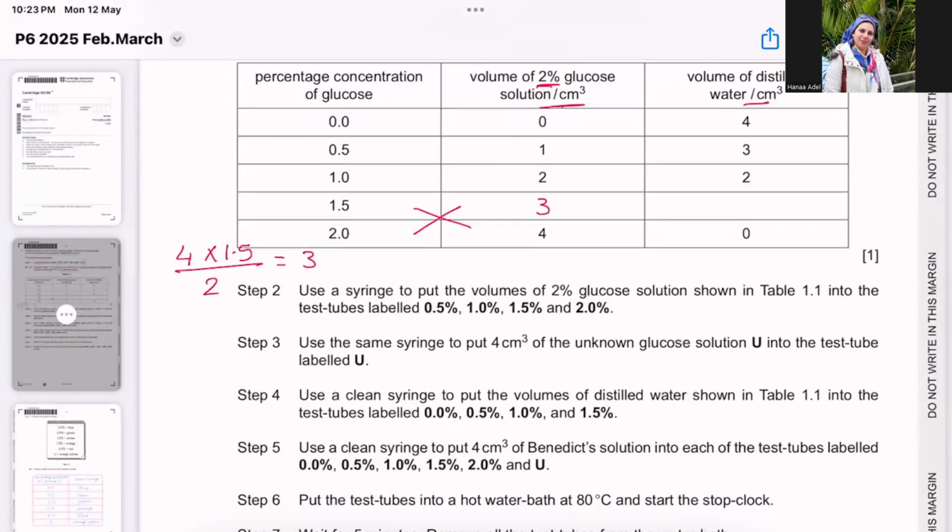What about if you would like to make the total volume 4? So 4 minus 3 equals 1. Now this is the volume of distilled water to complete the volume to 4 cubic centimeter.